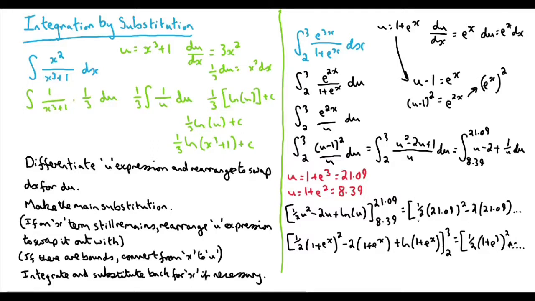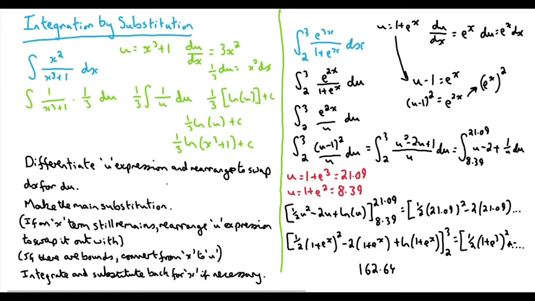Now, if we notice actually, 1 plus e to the 3 is the same as the 21.09. So either way, we actually have these same values in the brackets, hence it doesn't matter. What matters is once you've filled this all in your calculator and plugged it all in, let's say keep to 2 decimal places, you should get a final answer of 162.64.